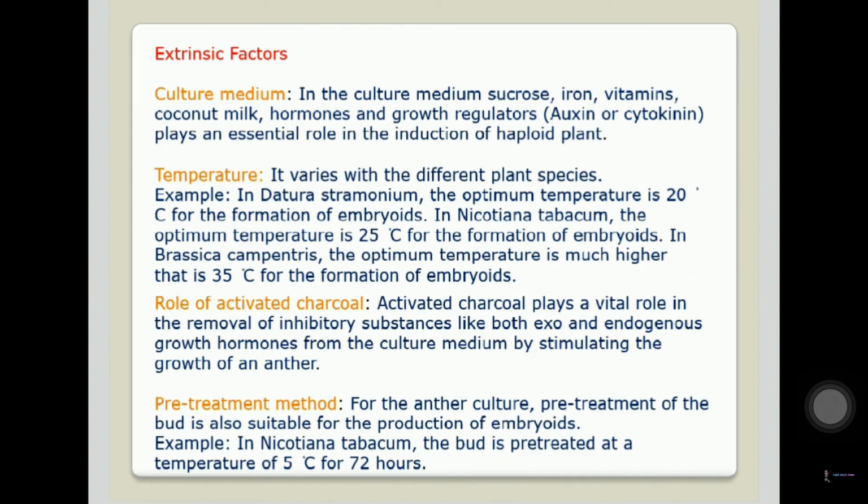Then the role of activated charcoal. It plays a vital role in the removal of inhibitory substances, like both exogenous and endogenous growth hormones, from the culture medium by stimulating the growth of an anther. Now the pre-treatment method. For anther culture, pre-treatment of the bud is also suitable for the production of embryos. As an example, here is Nicotiana tabacum. The bud is pre-treated at a temperature of 5 degrees centigrade for 72 hours.